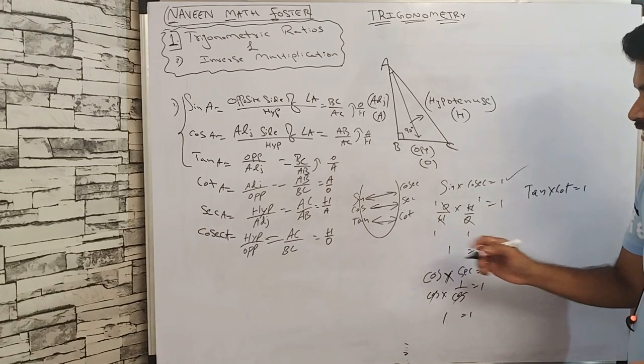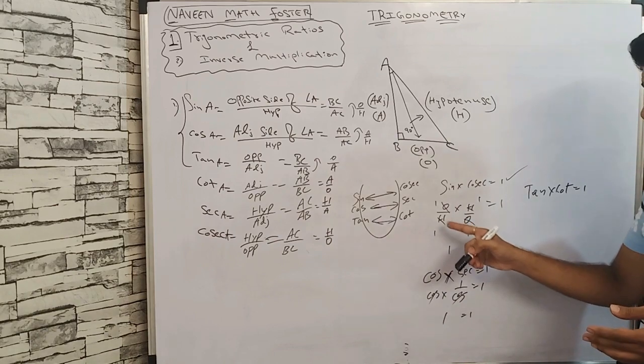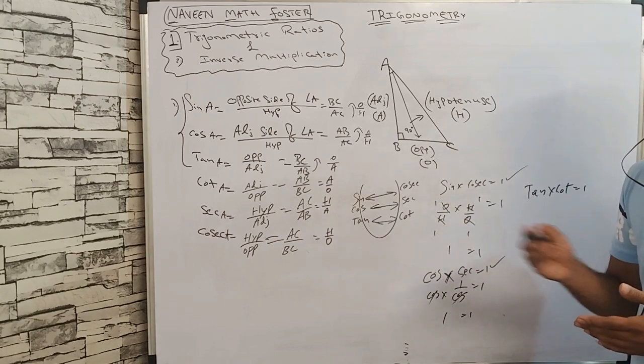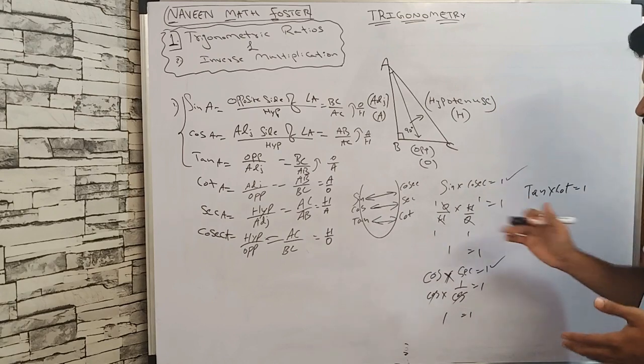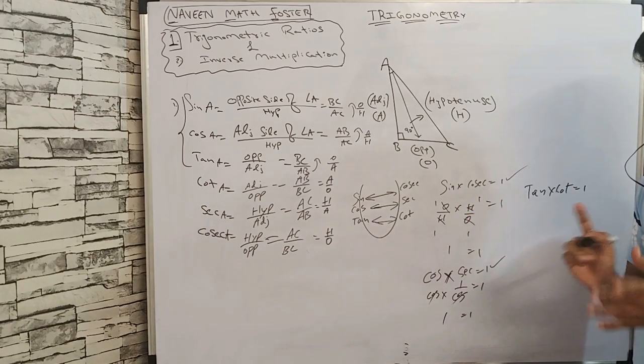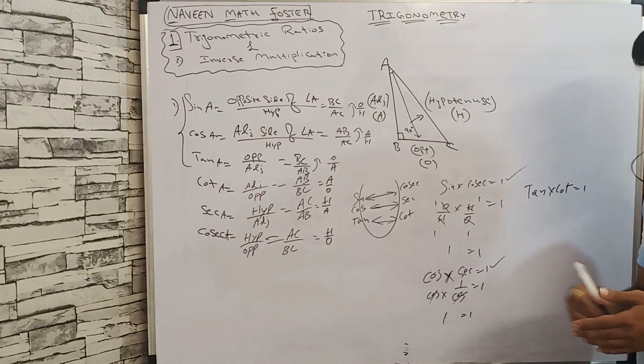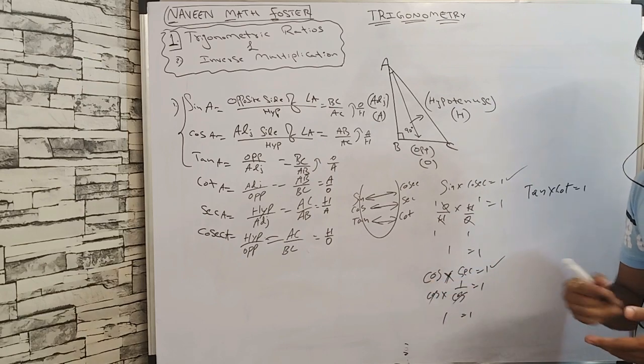So finally, what you should understand is that when substituting their values with the opposite, adjacent and hypotenuse sides, we get the multiplication of reciprocals as 1. At the same time, a ratio into its reciprocal is also 1.